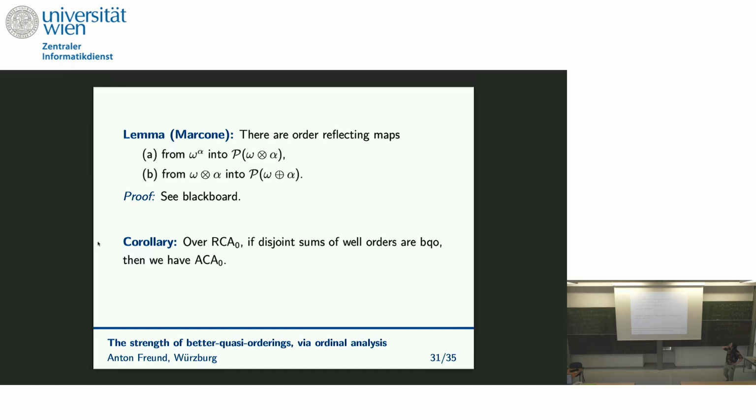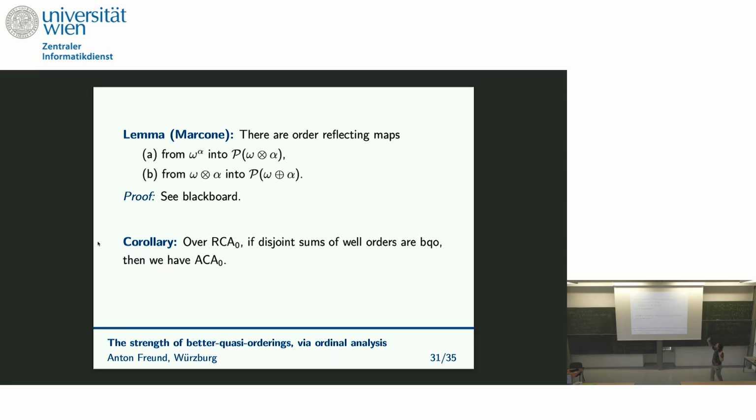And how does that work? Why does that follow? Well, omega and alpha, they are well orders. So the disjoint sum, omega plus alpha, is supposed to be a better-quasi-order. But then this power set operation preserves better-quasi-orders. And RCA0 knows that. Because in the first part, when we looked at the power set operation, we didn't quite look at closure of bqos, but something quite similar. This was just unraveling definitions. Nothing happened there.